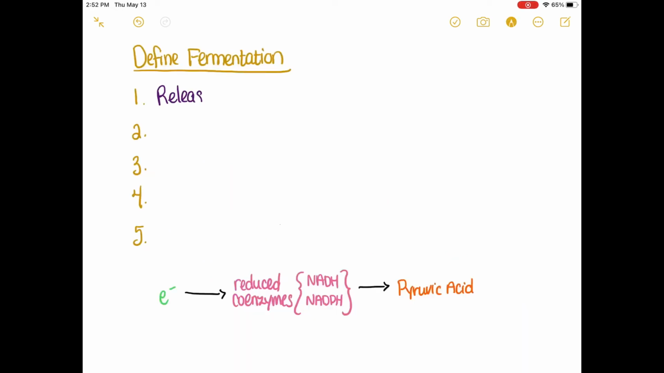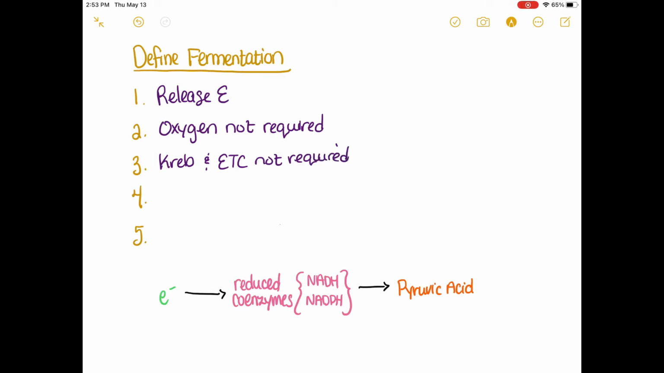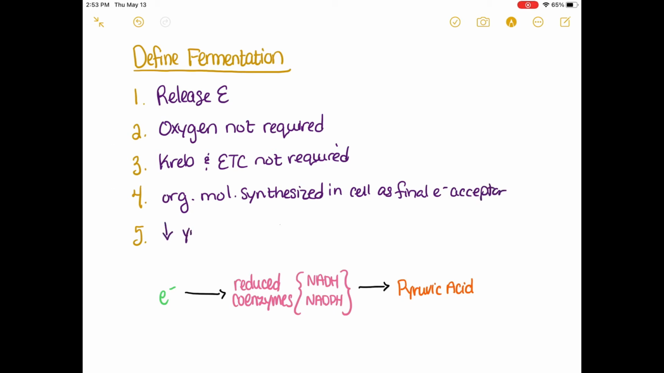Let's define fermentation. 1, there is a release of energy from sugars or other organic molecules. 2, oxygen is not required, but fermentation can occur in its presence. 3, the Krebs cycle or the electron transport chain is not required during fermentation. And 4, an organic molecule is synthesized in the cell as the final electron acceptor. And 5, there is a low yield of ATP.